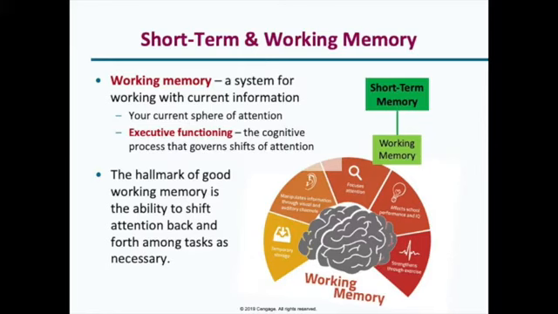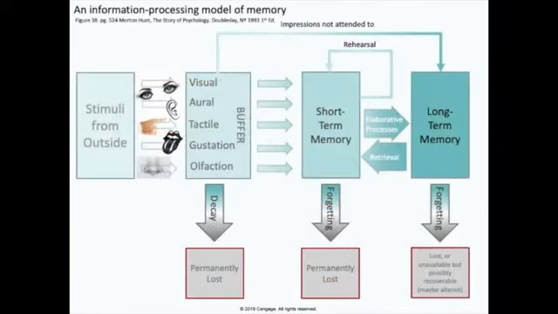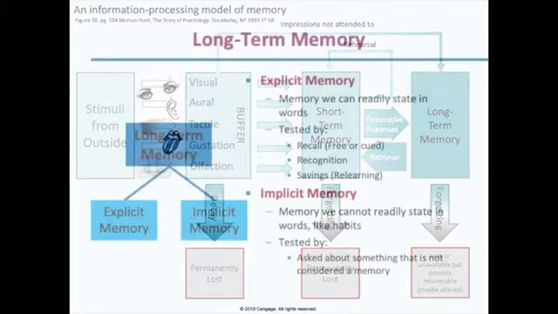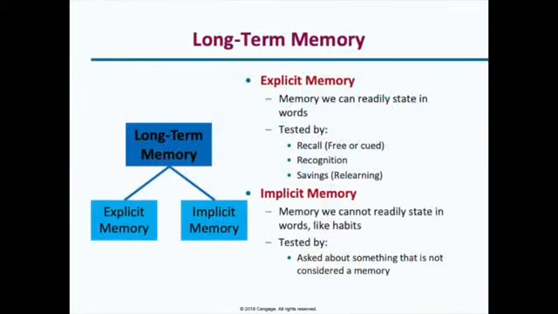Slide 27. And now let's move on to the long-term memory module for the information processing model of memory. Lots of M's in there. Slide 28. As mentioned earlier, long-term memory is broken down into two further categories: explicit memory, which is memory we can readily state in words, and implicit memory, which is memory we cannot readily state in words.